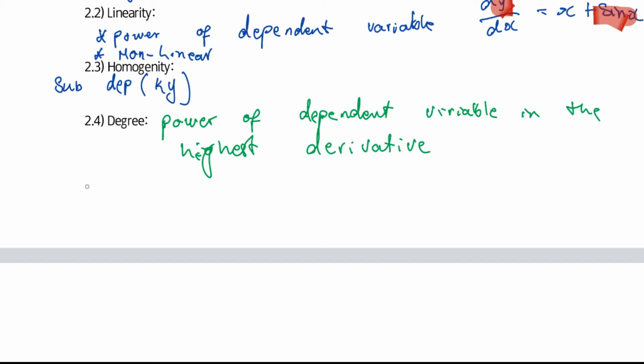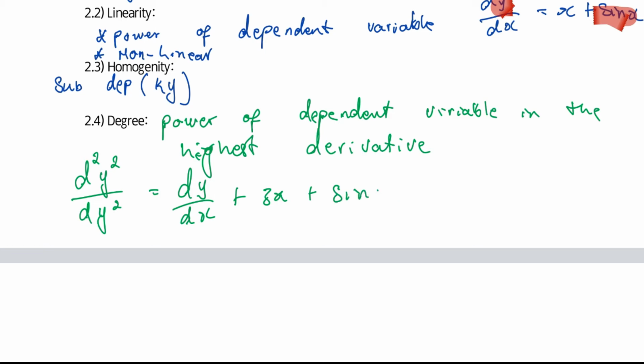Okay, let's say we have this one here: d squared y over dx squared is equal to dy over dx plus 3x plus sine of x plus d cubed y over dx cubed. So what's the degree of this one? What's the degree of this?